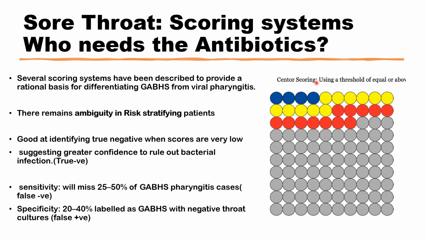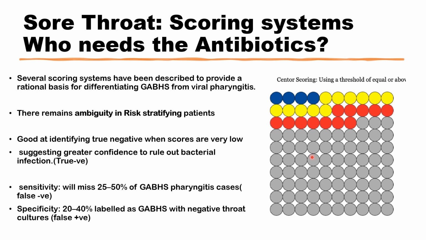The real question is, how can you identify those 25% out of the whole lot, to avoid giving the 75% unnecessary antibiotics, and to treat the 25% who need the antibiotics? There will be some true negative cases and some true positive cases, but there will also be some false negative and some false positive cases. So there would always remain a certain degree of ambiguity in the risk stratification of those patients.